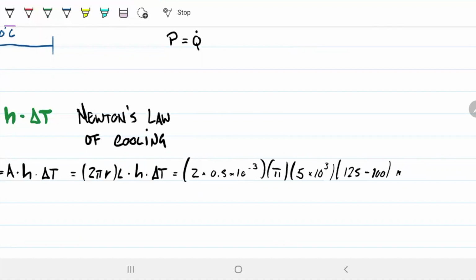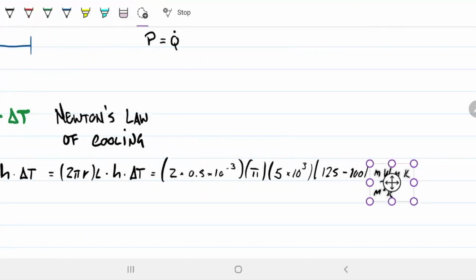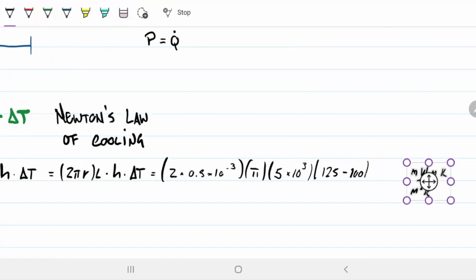Unit-wise, we have meters, we have watts per meter squared Kelvin, then we have meters again, and we have Kelvin. We have meters from the length. Where's the length? Then I put the length. Yeah, good. It's always good to check units. I'm missing one thing there, which is the length of the pipe, and that is 10 mm, so that's 10 to the minus 2. There you go. Now the two meters and Kelvins cancel, and we're left with watts.